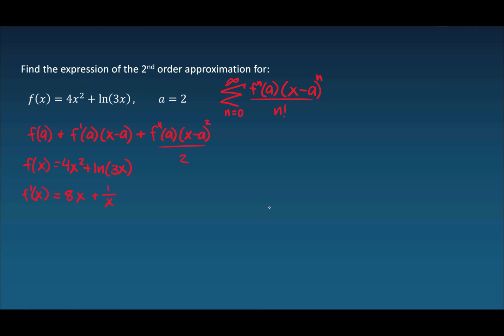Okay. Then we could take the second derivative of x still equals 8 minus 1 over x squared. Yes.